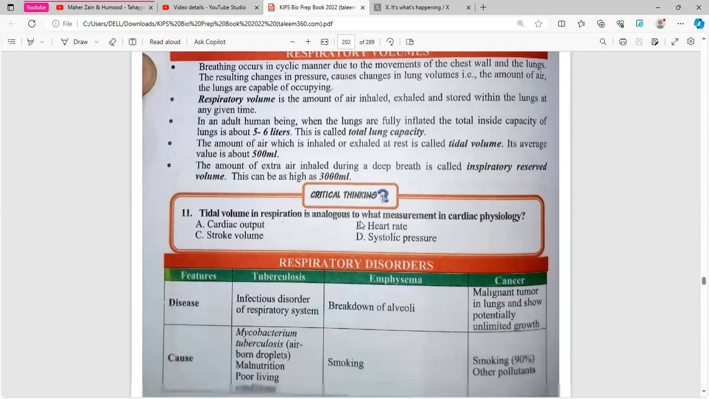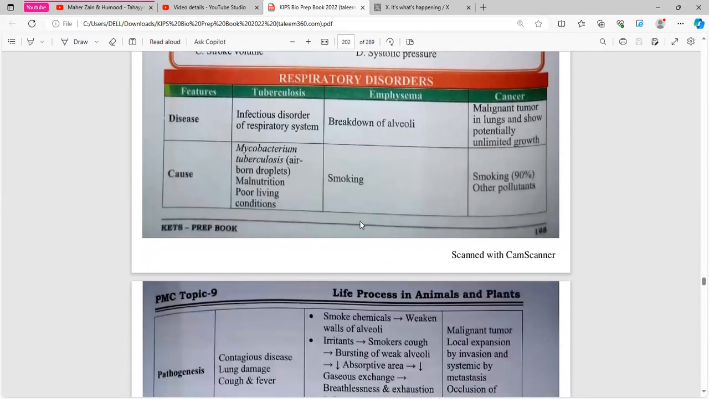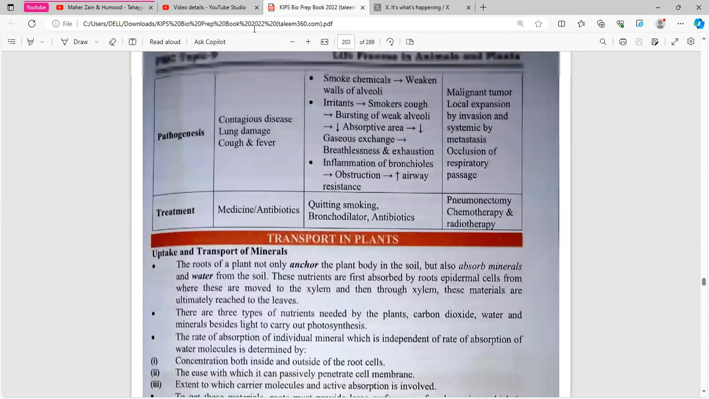Now we'll talk about some of the main respiratory disorders. We've talked about TB extensively previously as well, so I'll not be talking about it. However, I'll just tell you that TB is more prevalent in the developing countries of the world where the socioeconomic conditions are not so good. It is an infectious disorder and it spreads by the bacteria Mycobacterium tuberculosis.